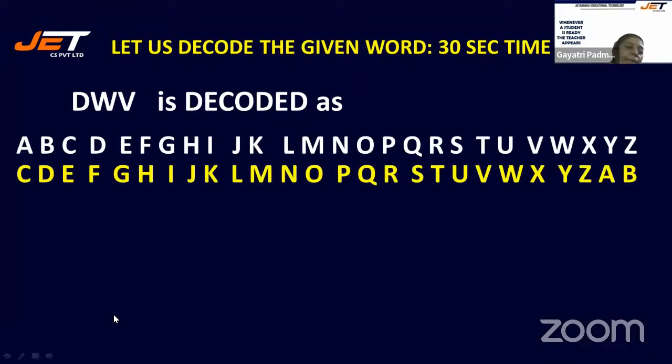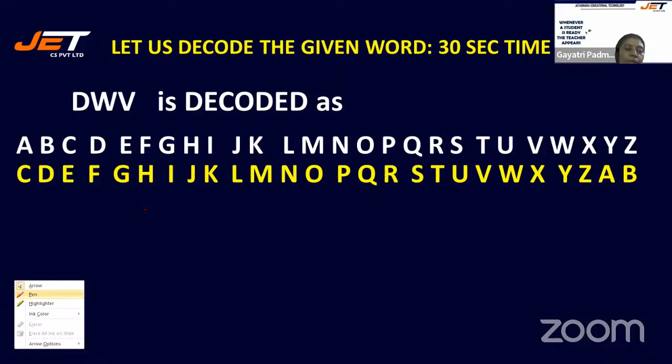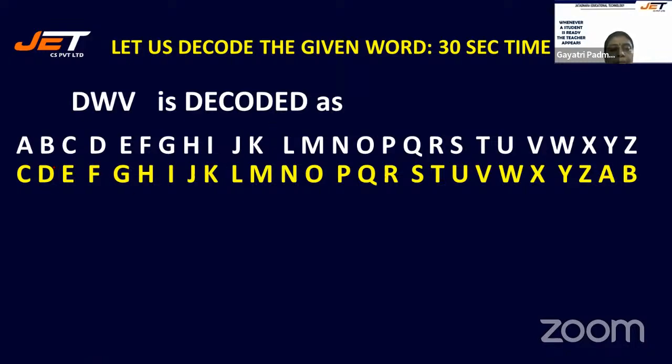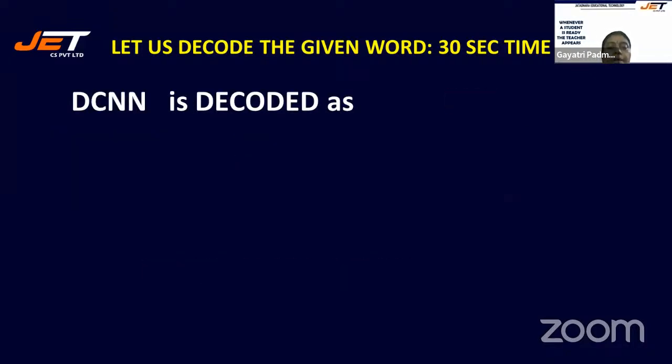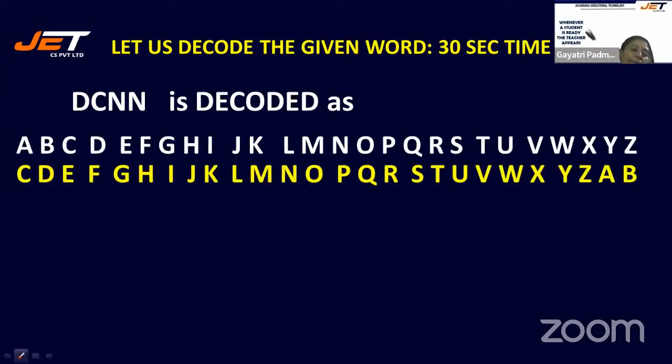Let us decode DWV. All right. Now how do we decode this? D is B, W is U, V is T. So it is B-U-T, but. Fine. Now let us decode DCNN. All right. So we have D, which is B. Next we have C, which is A. Next we have N, N. There are two N's, so two L's. So B-A-L-L. All right. Yes.